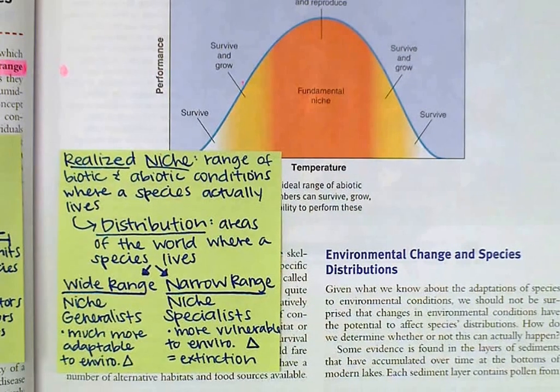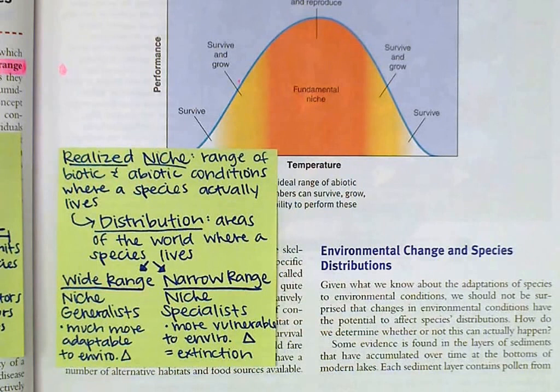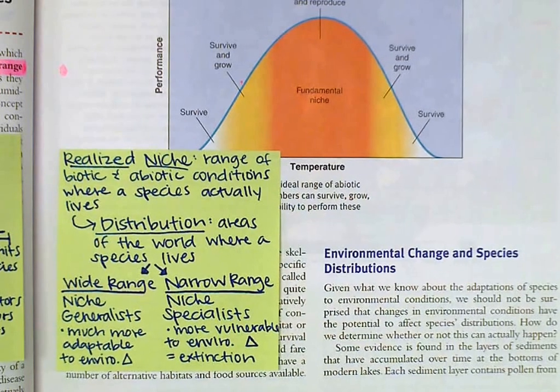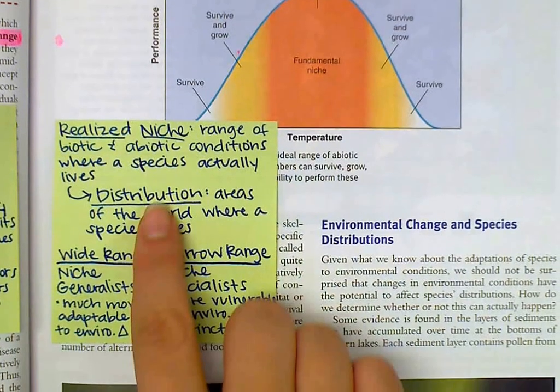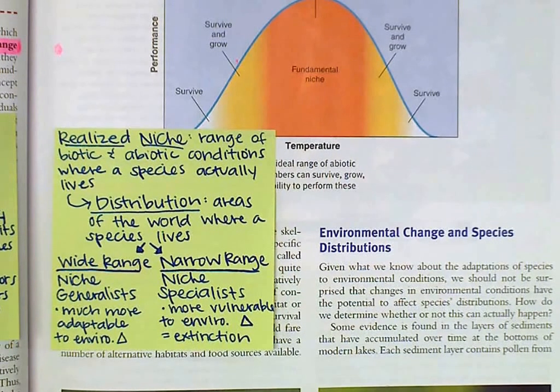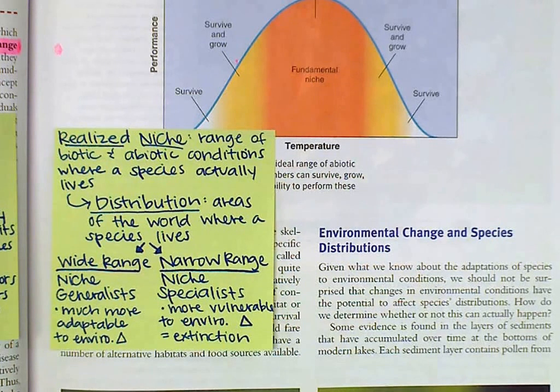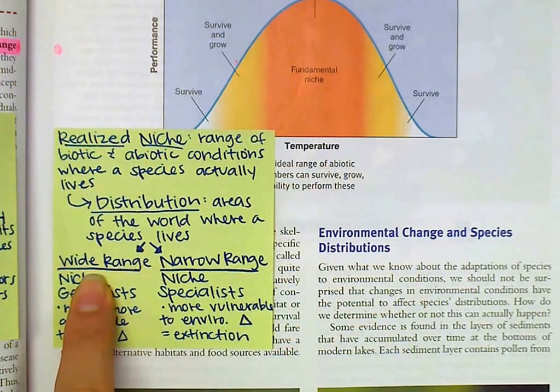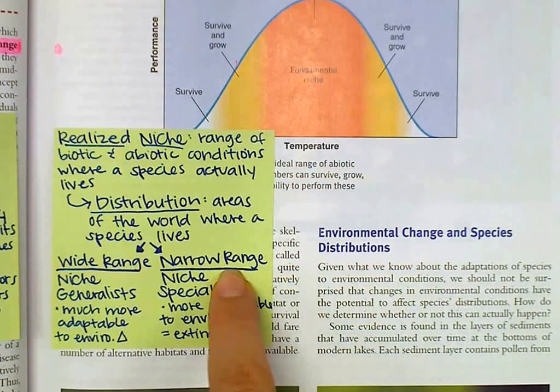Okay, where can they survive and grow and still pass on their genes? Okay, and that's another word for their distribution. So where are they actually located? You guys did a distribution map for all of your biomes. Okay, so these are the areas of the world where a species lives. Now some species have a wide range distribution, and some species have a very narrow range of distribution.